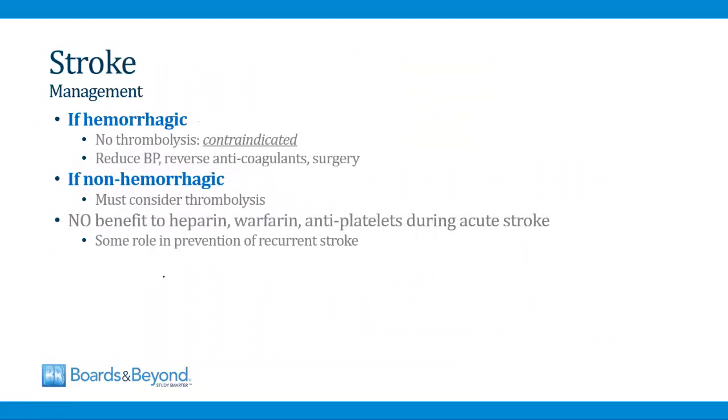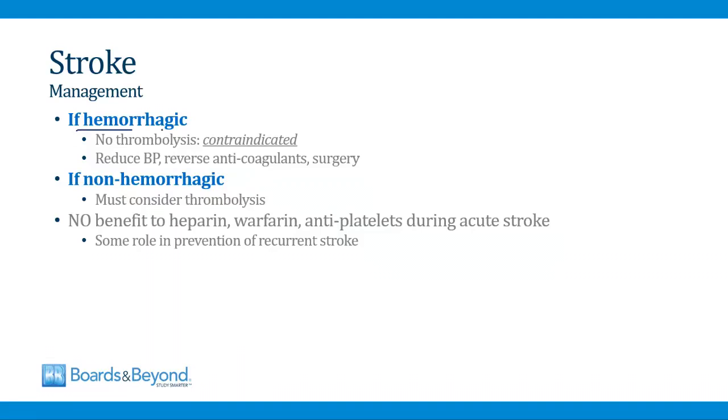Stroke is totally different because in patients with stroke, you are treating them while their neurologic symptoms are ongoing. And if you take appropriate action, you can often make those neurologic symptoms better. The key decision that you must make in a patient who presents with a new onset of a stroke is: is it hemorrhagic or non-hemorrhagic? And to figure that out, you need to do the head CT.